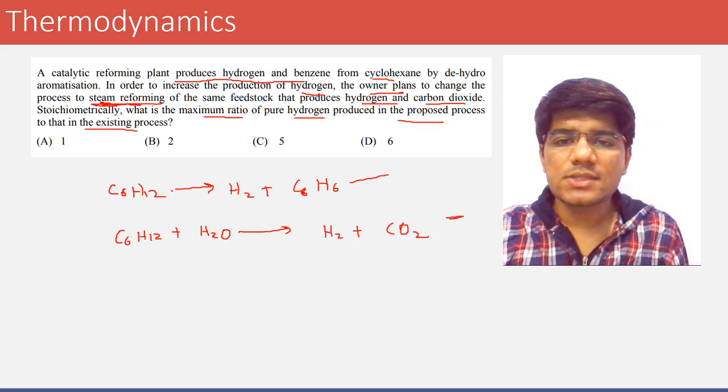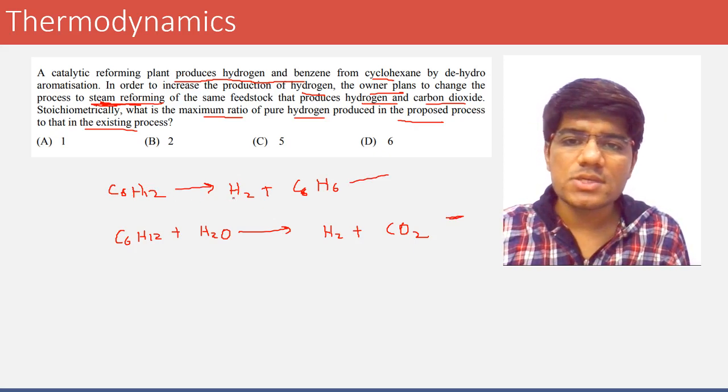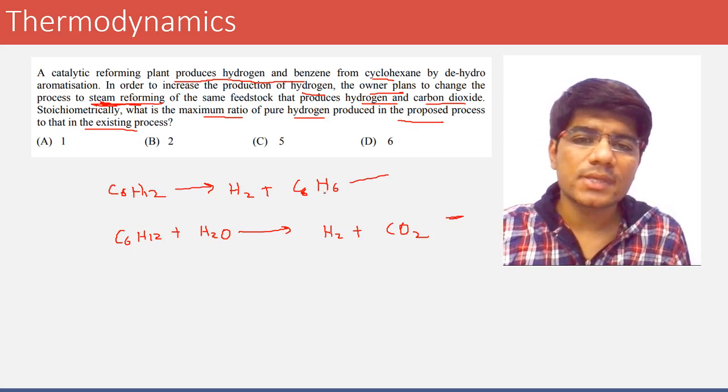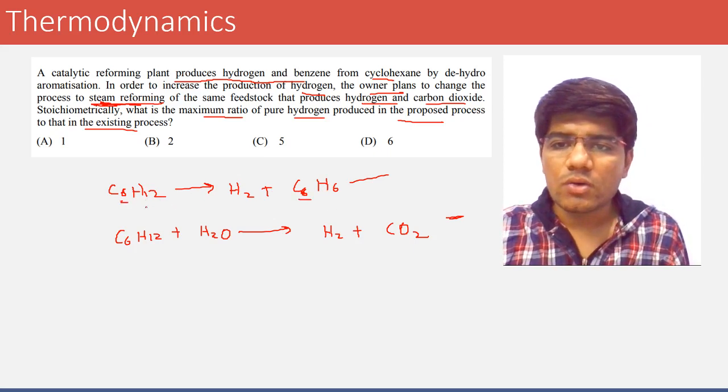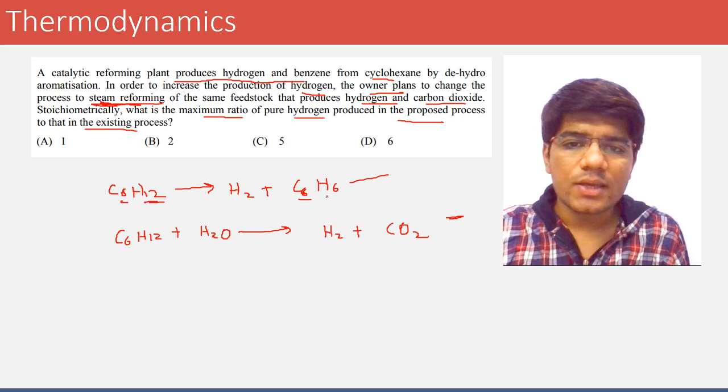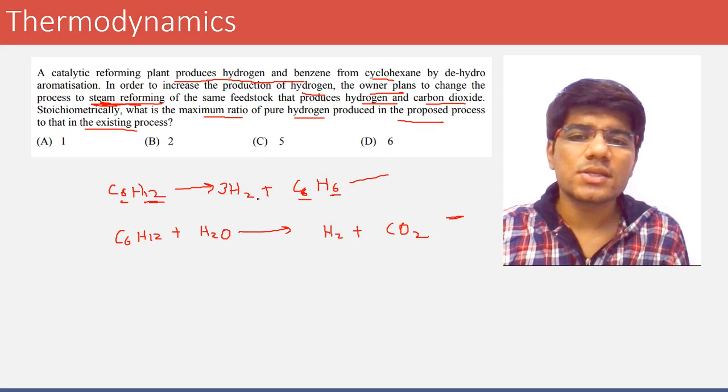So we will balance this equation. We know that C6H12 gives H2 plus C6H6. So here there are 6 C. Now here are 12 hydrogen, here 6 hydrogen, so we need 6 hydrogen more, so 3 into H2, this is 6 plus 6 equal to 12. So now this equation is balanced.